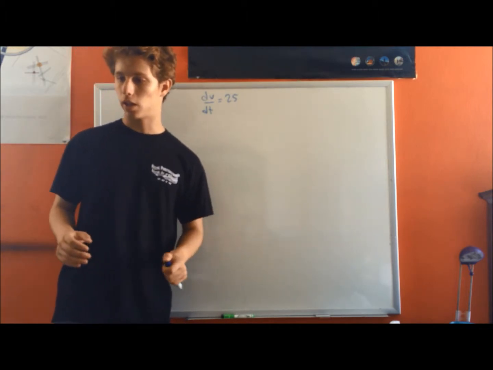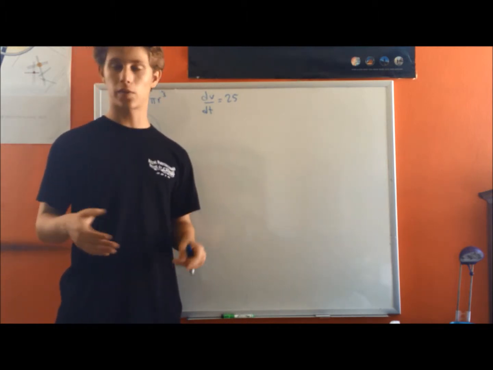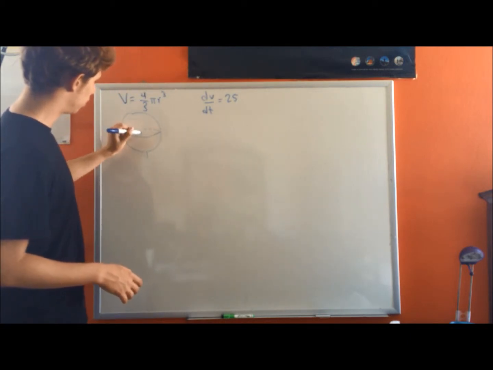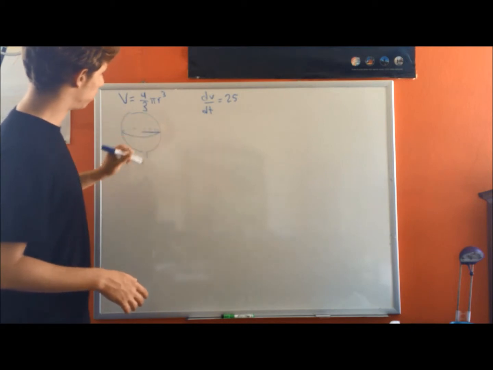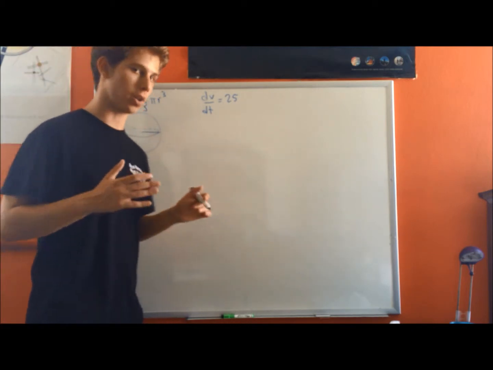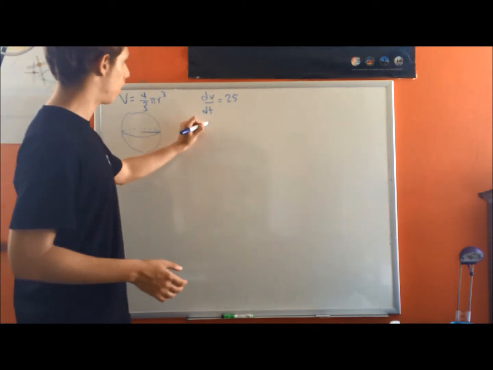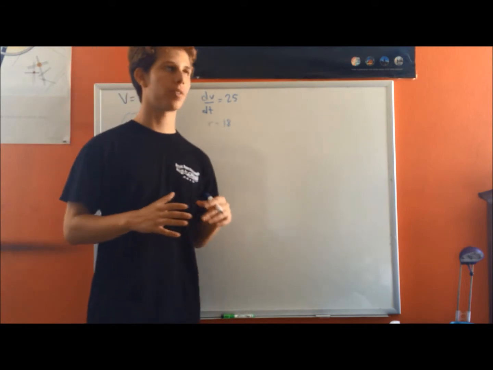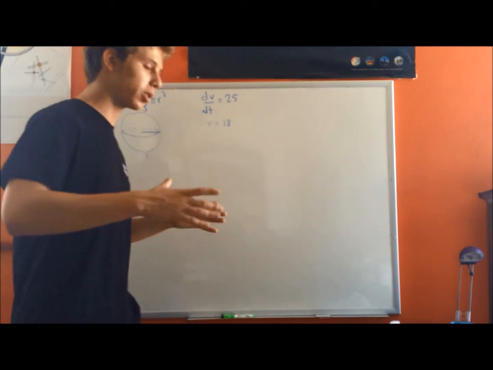So, then it says, how fast is the radius of the balloon changing? The radius being the distance from the center to one of the extremities. How fast is the radius of the balloon changing when r is 18 inches? So, r is equal to 18 inches. And now we're going to want to find how much the radius is changing.